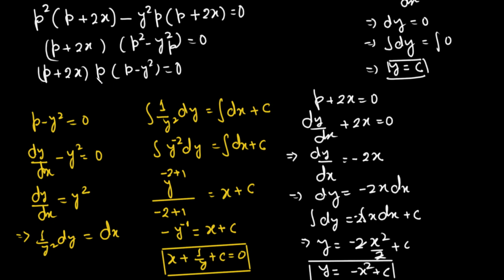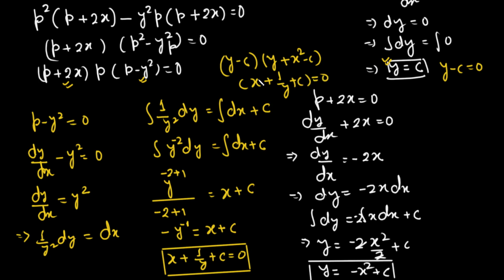So for each individual factor we have three solutions. One, y equal to c for the factor p; y equal to minus x square plus c for the factor p plus 2x; and x plus 1 by y plus c equals to 0 for the factor p minus y square equals to 0. Finally, writing the solution of the original equation, we have to combine all these three solutions. So the first solution factor will be y minus c equal to 0. Second, we take from here, this can be written as y plus x square minus c. So y minus c multiplied by y plus x square minus c, multiplied by the third factor, which comes from here, x plus 1 by y plus c. Okay, and finally this is equal to 0. So this one is the solution of the first order, third degree ordinary differential equation, which was solvable for p. Thank you.